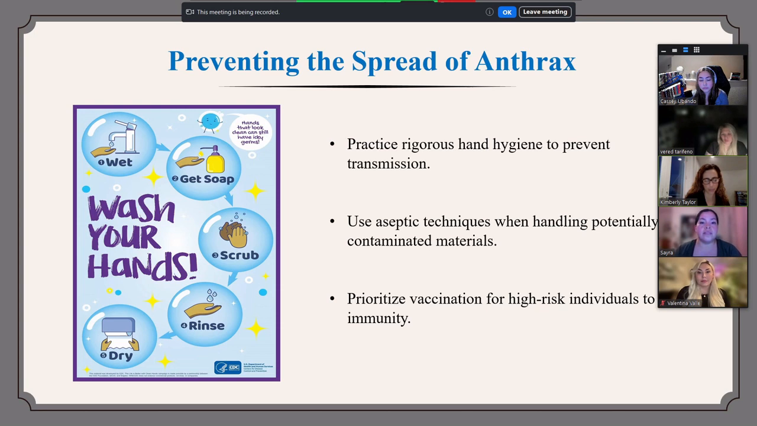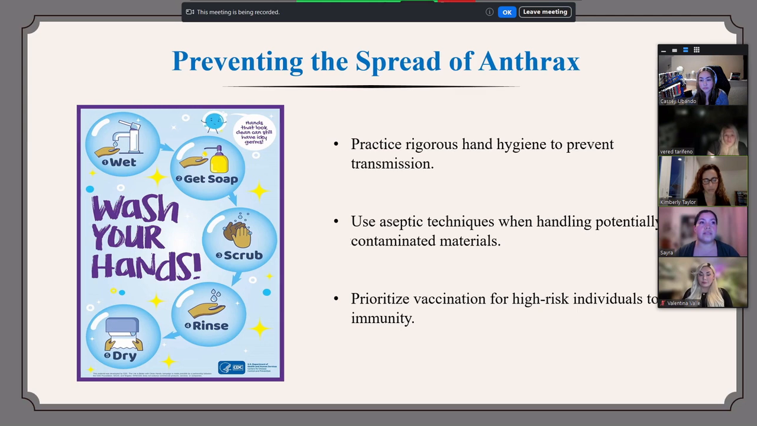Antiseptic technique is crucial for maintaining sterile conditions and preventing environmental contamination, especially in laboratory settings. Precautions such as isolation measures and personal protective equipment help contain anthrax spread and prevent direct contact with spores.